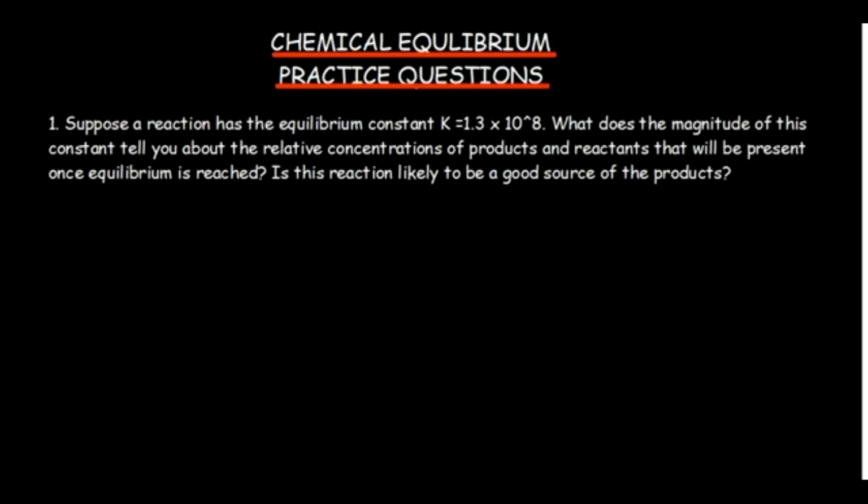Suppose the reaction has the equilibrium constant K equal to 1.3 × 10^8. What does the magnitude of this constant tell you about the relative concentrations of products and reactants that will be present once equilibrium is reached? Is this reaction likely to be a good source of the products? Okay, so before we get to answer the question, we need to understand where the constant K comes from.